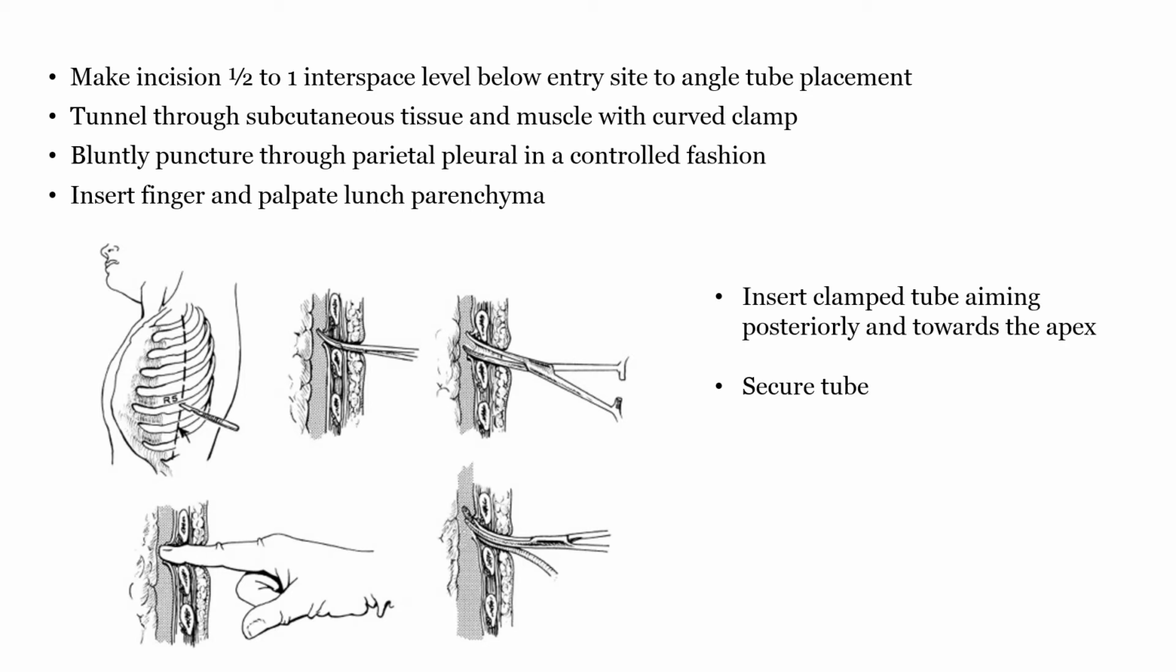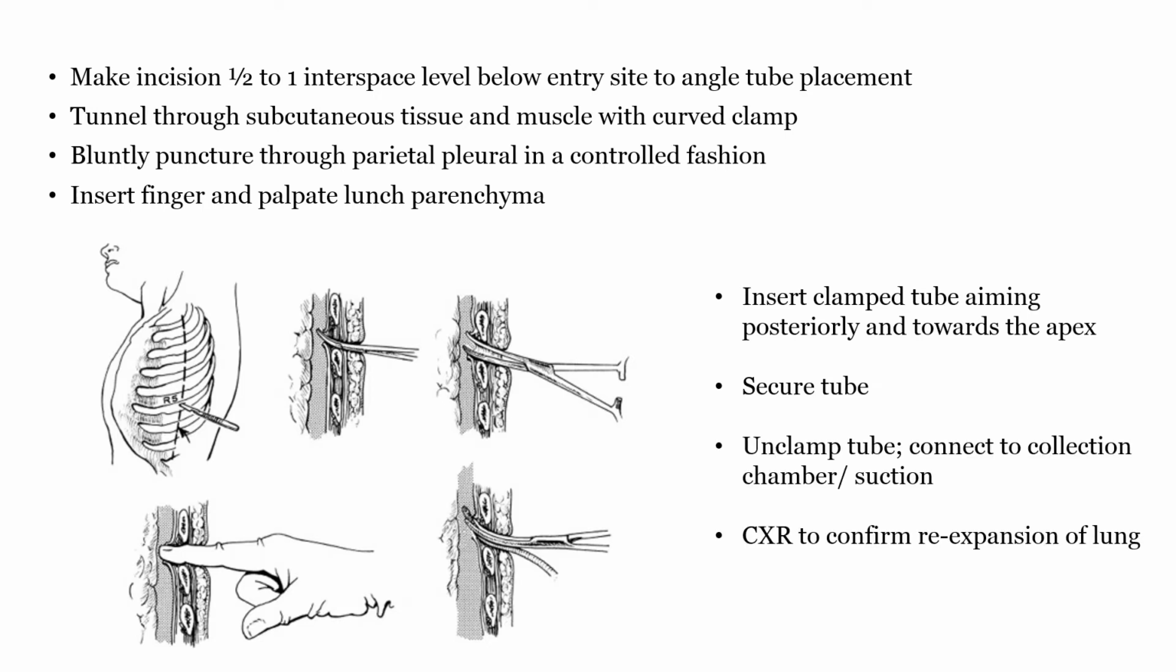push in your chest tube that is clamped on the curved artery forceps. And our aim as we push in the chest tube, we want to go superiorly. So you go posteriorly towards the back, but superior as well, so that the air, which usually tends to gravitate upwards, can be drained out.